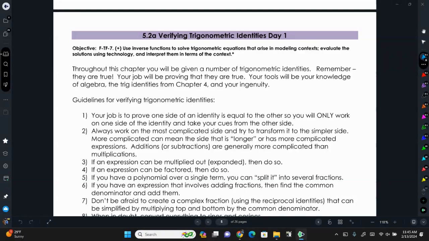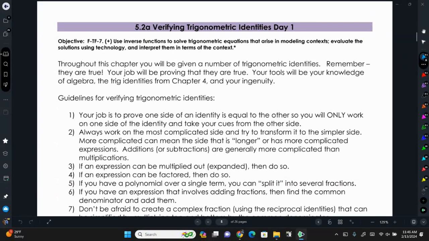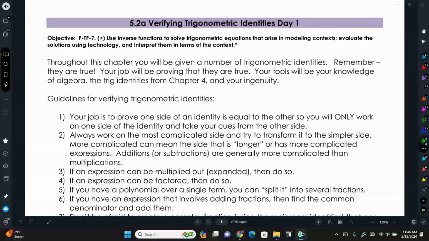So difference of squares we're going to be using, sum and difference of cubes at times. So all of those factoring patterns will come back, adding fractions, multiplying the top and bottom by the conjugate of the bottom. Those are all skills that we're going to be using to prove trig identities. So our task is to show that one side of the identity is equal to the other.